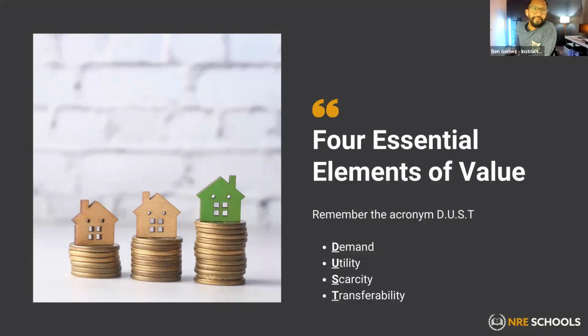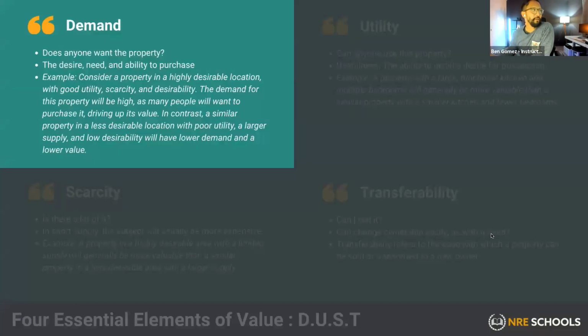We got Pete, we got Maria, we got old car, and then we got one more, which is on my screen, which is DUST, D-U-S-T. And these are the 4 essential elements of value. So we're talking value. What are the elements? Demand, utility, scarcity, and transferability.